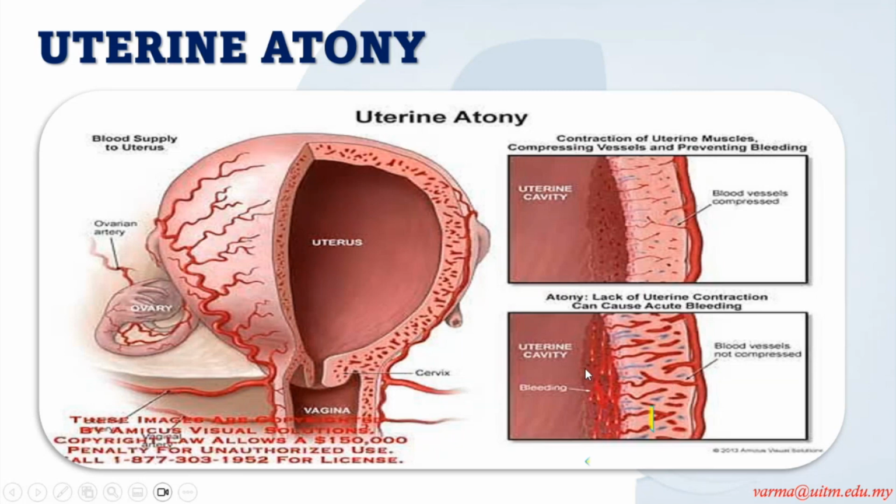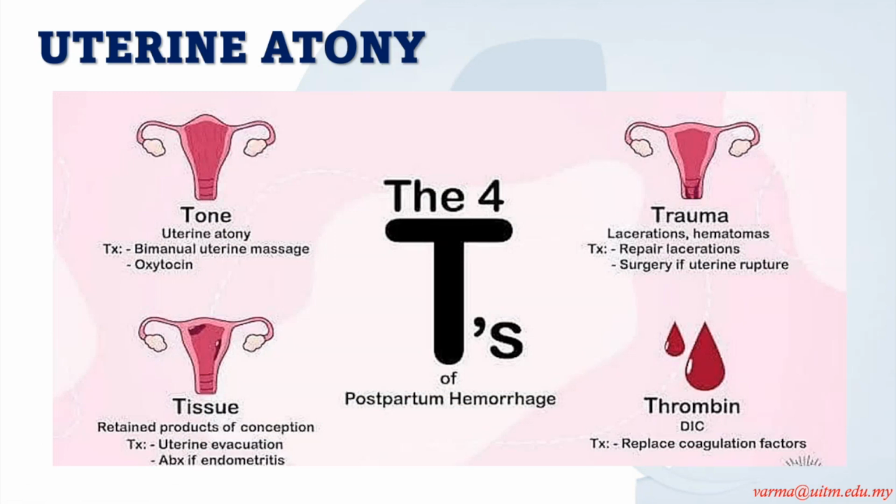Okay, there are four main factors, and we remember them with the mnemonic T, which can cause uterine atony. I'm not going into the depth of it, just for remembering. One is the tone, the uterine muscle tone itself, which is lost. There are actually 4 T's of postpartum hemorrhage, and number one is uterine atony, like the tone. The other T's leading to postpartum hemorrhage are trauma, thrombin, and tissue problem, okay, retained products of conception.